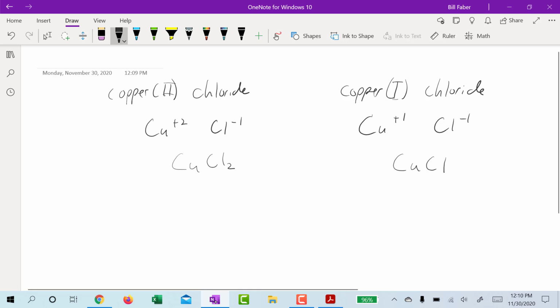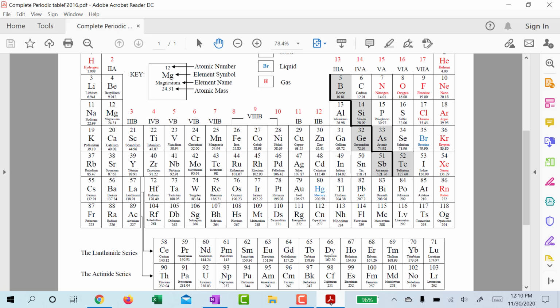Okay, so because the reader of that name wouldn't know the charge on the transition metal, it has to be given in the problem. So that's read, copper 2 chloride or copper 1 chloride. So anything on that periodic table in the middle here, the charge actually has to be given in the problem. Okay, so that's a little trickier, but you just have to spend some time memorizing that.